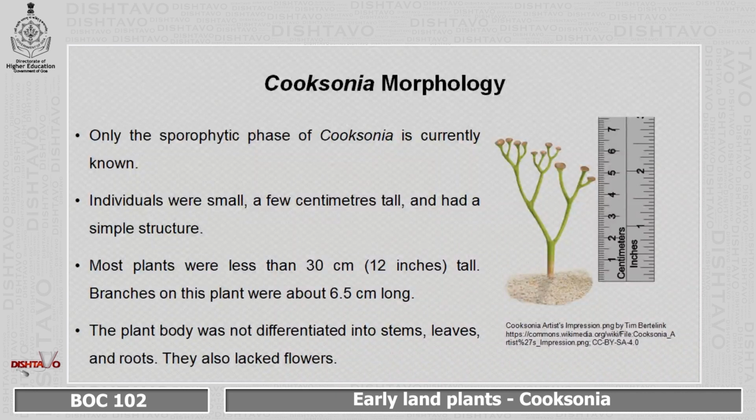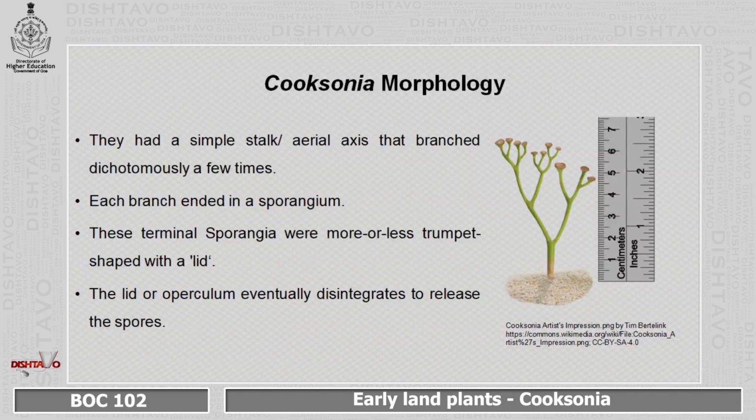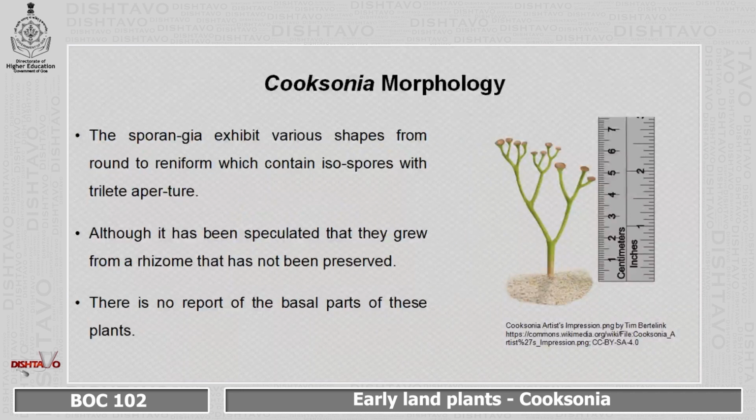This aerial stalk or the aerial stem ended terminally in a sporangium. The sporangium was trumpet shaped in nature. This trumpet shaped sporangium had a lid. This lid is also called the operculum. This lid eventually disintegrates to release the spores.